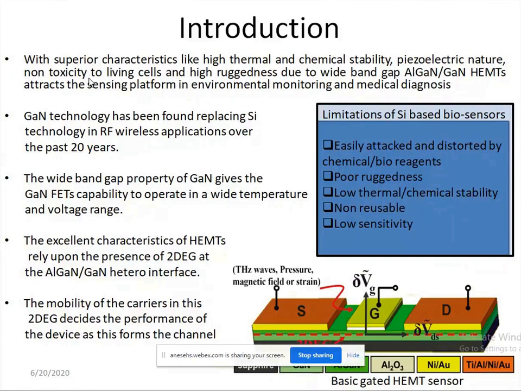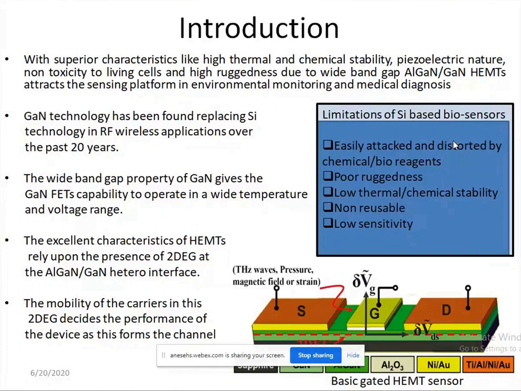If we check the market, we can find a large number of sensors. Most of the sensors are based on silicon-based devices. However, when silicon-based biosensors are considered, these are easily attacked by chemical or bioreagents. As we know, silicon is a material that can easily be etched by bases. So if a solution like KOH, potassium hydroxide, is considered, and we keep a silicon-based device in potassium hydroxide, then the sensor surface gets degraded or corroded.